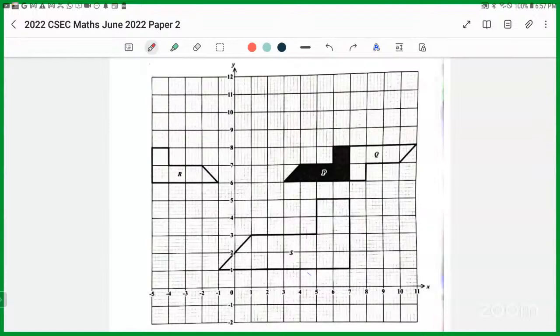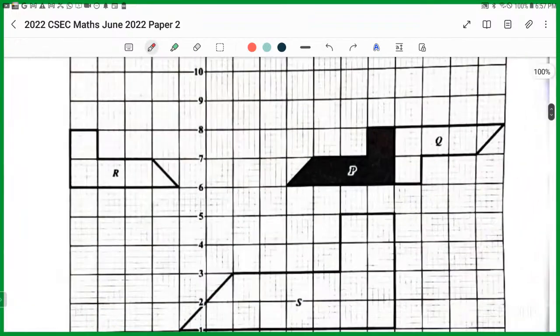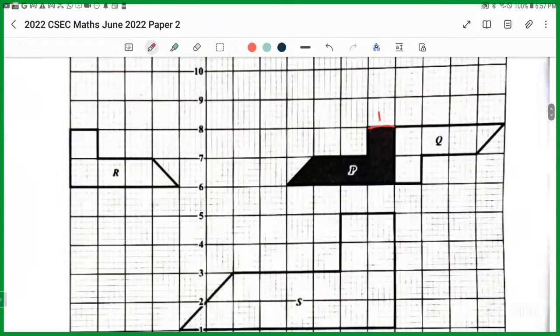It's also positive because the image and the object are pointing in the same direction. So I know the scale factor is positive. Now, what is the value of the scale factor? You can look at by what multiple the image increased compared to the object. You just need to look at maybe one dimension. For example, here, 1 unit on the object increased to 2 units. That's a multiplier of 2. So the scale factor is 2, positive 2.